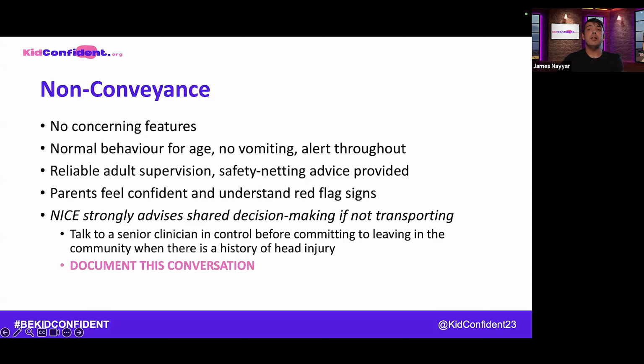If you are going to do this, NICE does strongly advise that you have some shared decision making if you're not taking them to hospital. So your shared decision making in the ambulance service is to probably talk to a senior clinician in control before committing to leaving them in the community where there is a history of head injury. And it's really important, for your own protection and for good clinical care anyway, to document this conversation in the notes, with who the senior clinician is, and that you've had this conversation before leaving them at home.